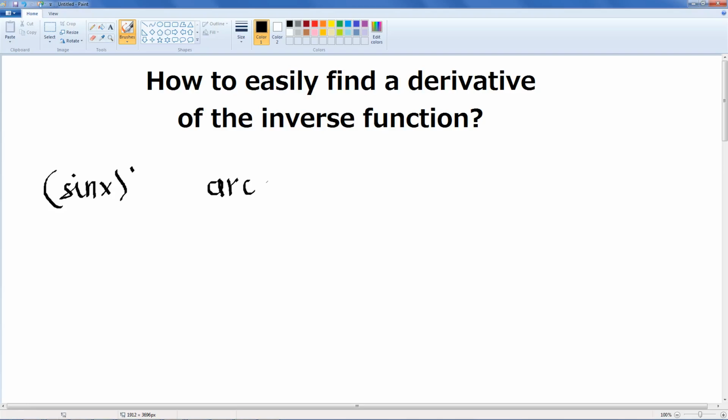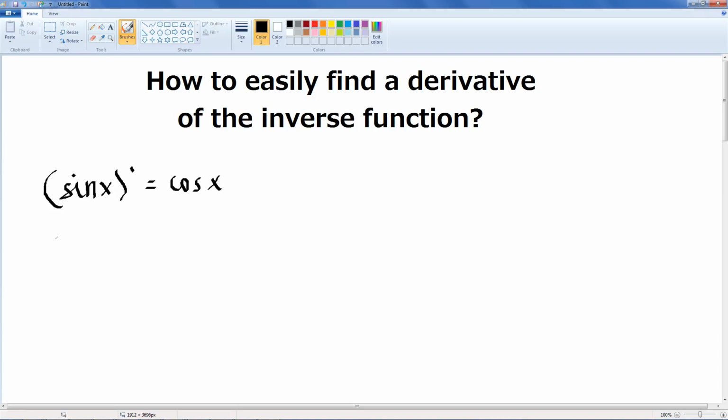And so arcsin is the inverse function of the sine function. And so I'm going to show you how to easily do this. And to do that, we're going to use the differential notation. So let's delete that for now. We're not going to use sine x prime actually. We're going to use the differential notation. So we know that this is cosine x.